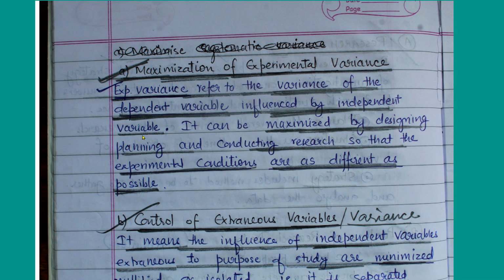The variance which comes from the knowledge I have given to farmers is good for my experiment. I need that variance because I want to measure its effect. So the variance of your selected independent variables, from which you want to see the effect on your dependent variable, is experimental variance, is systematic variance, and it is good variance. You need it. That's why we need to maximize it. It can be maximized by designing, planning, and conducting research so that the experimental conditions are as different as possible.